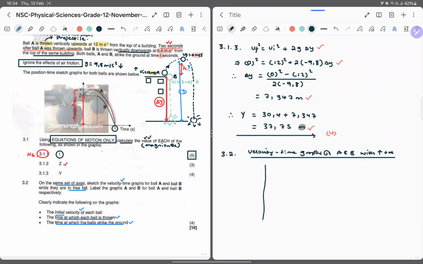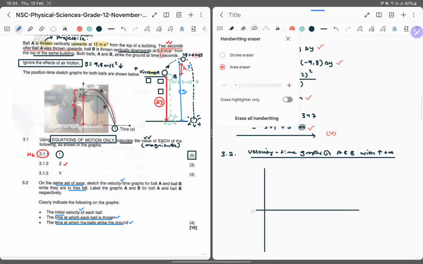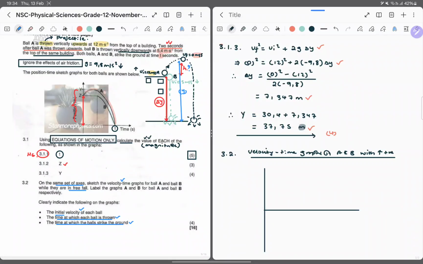So let's do our axes. Is it slanted? Yes? No? Looks better. Okay, that looks better too. So I don't need this part. So obviously this is 0. So this is going to be time in seconds. And then we've got here velocity in meters per second.